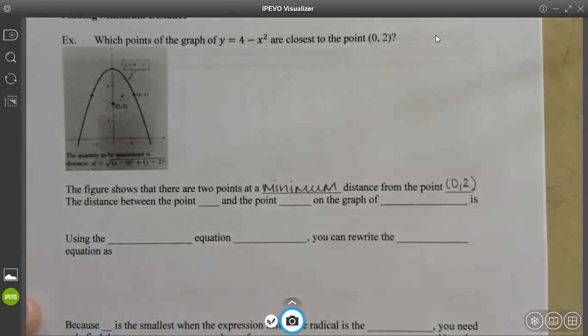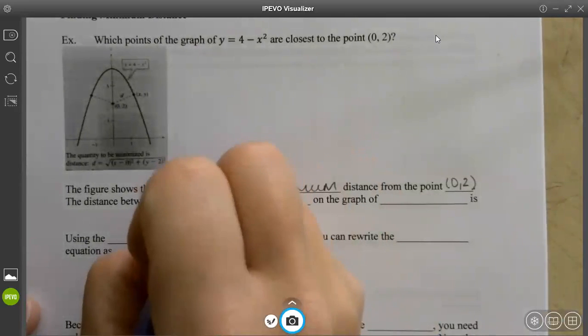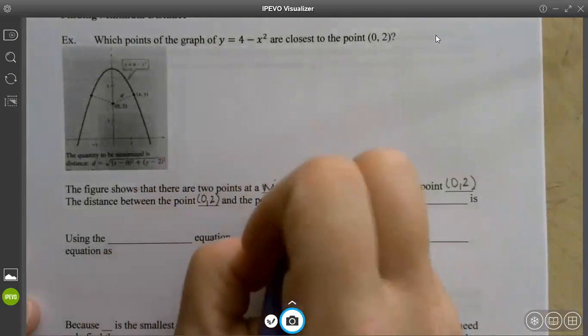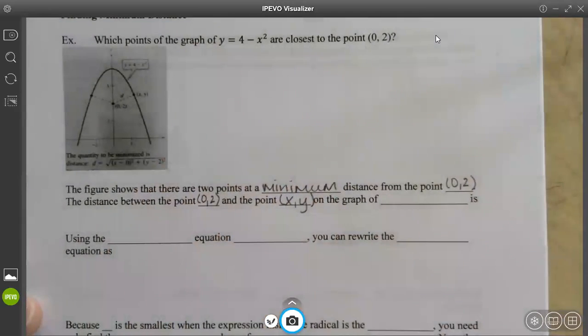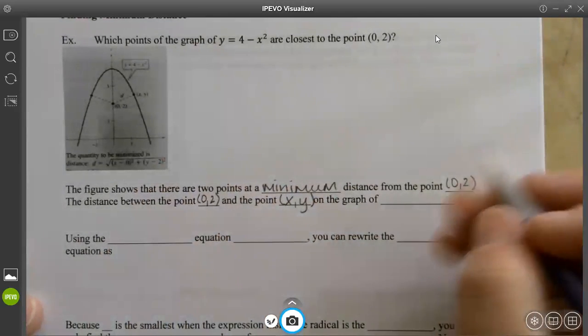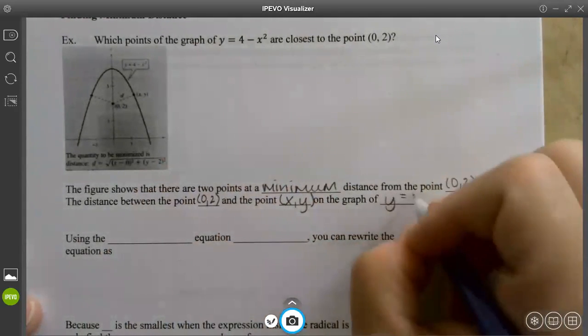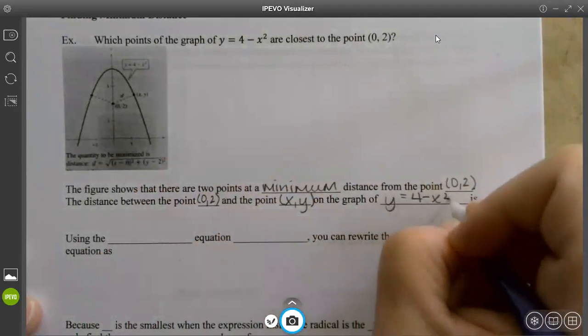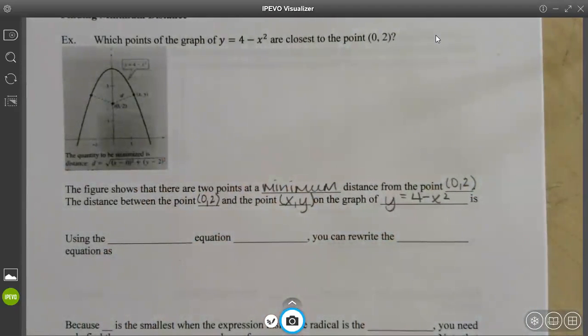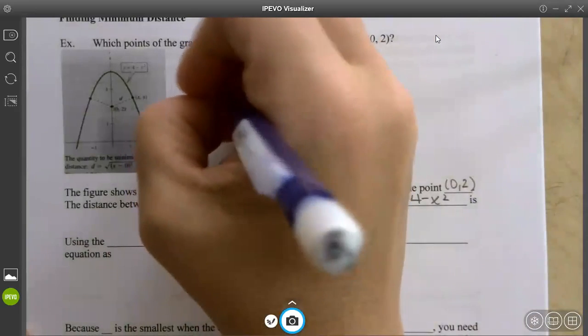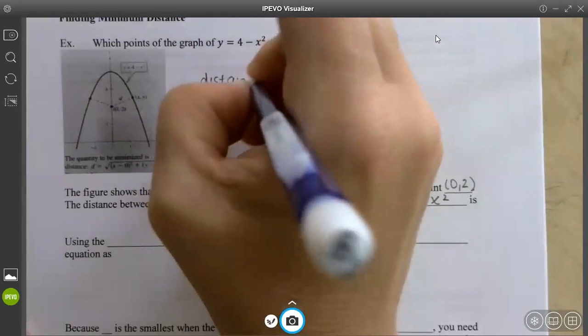The distance between the point 0, 2 and the point x, y on the graph of y equals 4 minus x squared is. Remember that your distance formula, and I'm going to go ahead and put it up here because we're not writing anything up here.